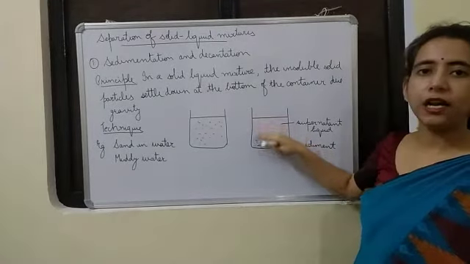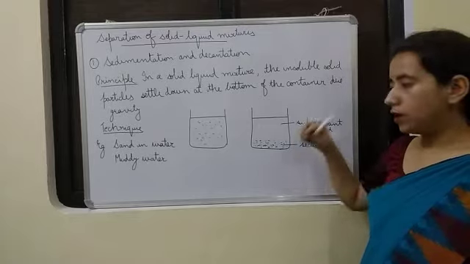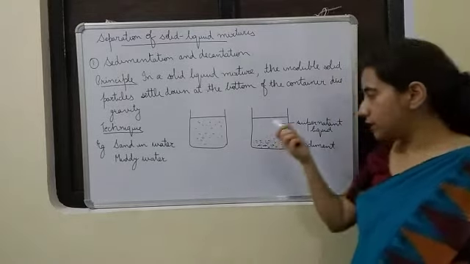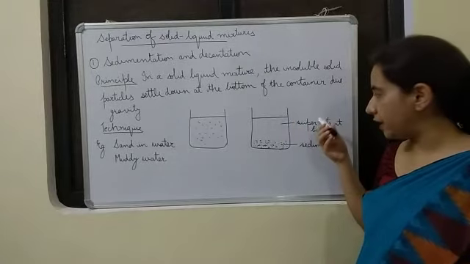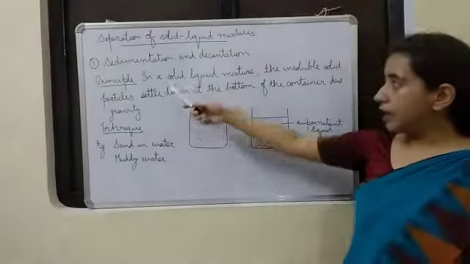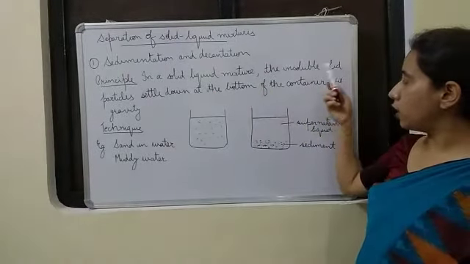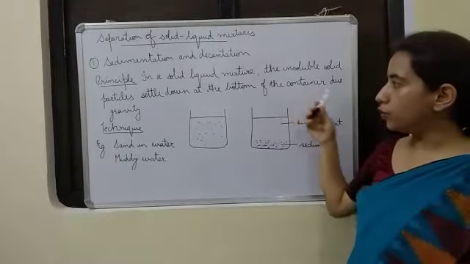And the clear liquid above is known as supernatant liquid. Okay, the insoluble heavy particles are called sediment, and the clear liquid above is called supernatant liquid. Now what is the principle of separation? In a solid-liquid mixture, the insoluble solid particles settle down at the bottom of the container due to gravity.